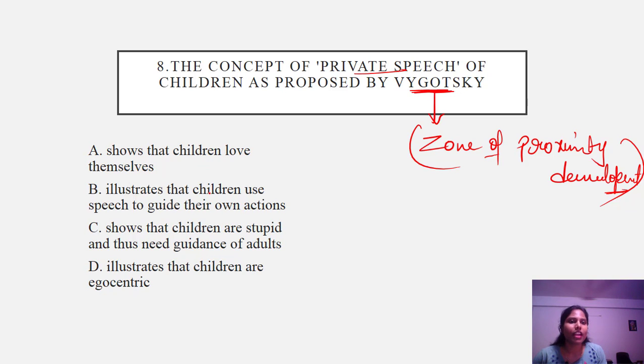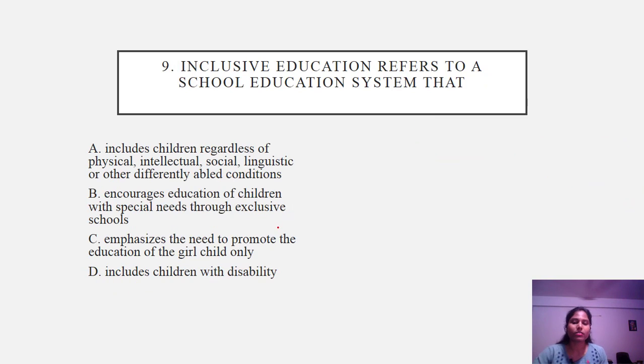Shows that the children love themselves, illustrates that children use speech to guide their own actions, shows that the children are stupid and thus need guidance of adults, illustrates that the children are egocentric. It says that the children use the speech to guide their own actions. This is what was given by Vygotsky.